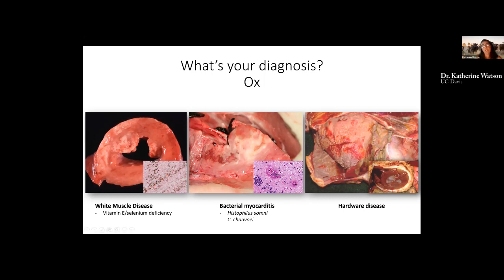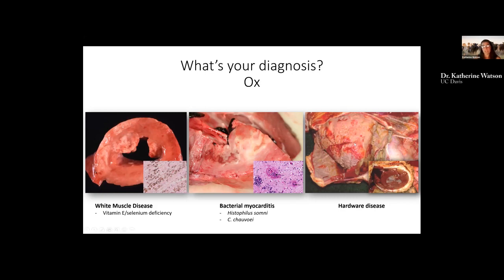Versus in here, you have a lot of inflammation. These are neutrophils. And then within vessels, you have bacteria. These arrows and the blue in the tissue are pointing to tons of bacteria that have lodged within those vessels, because Histophilus somni likes to bind to vessel walls and cause what we call hypoxia, where blood can't get through. And so the tissue dies because it's not oxygenated.